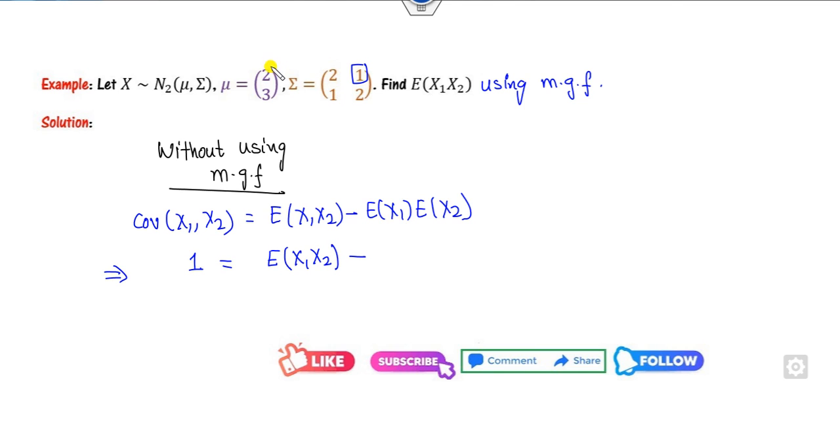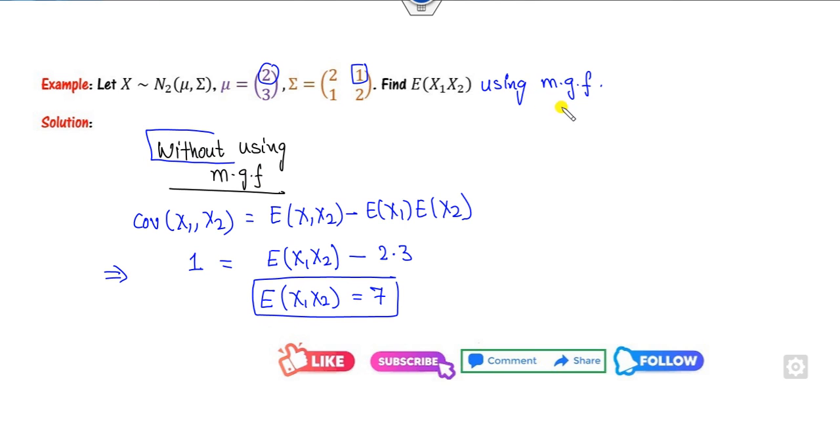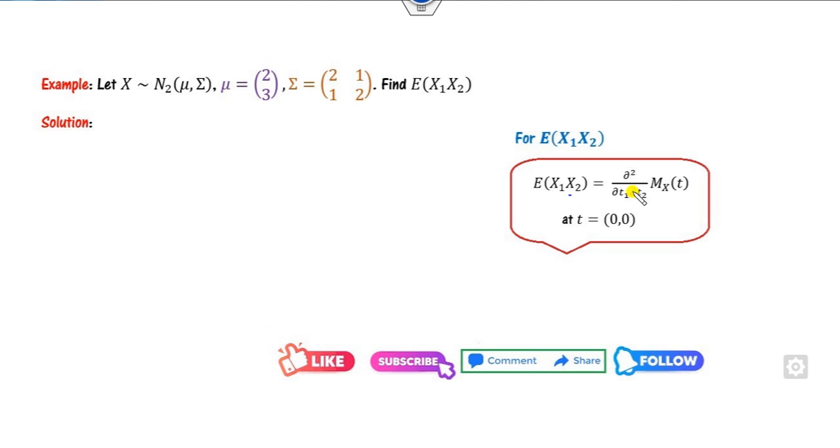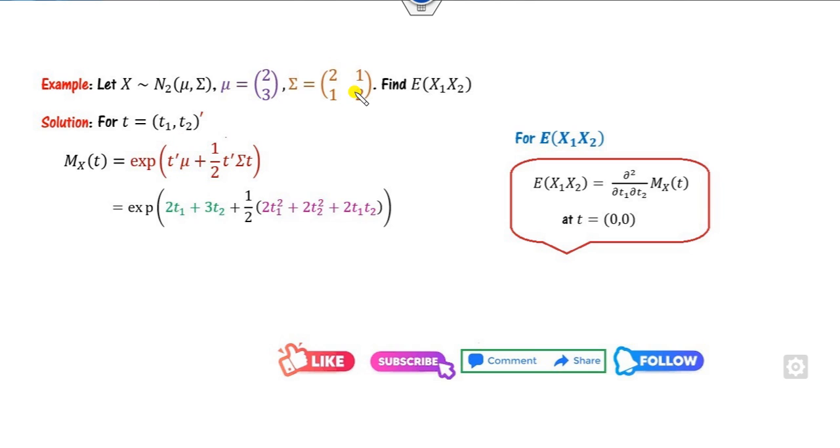What is the expected value of x1? 2. This is 3. So can you find this number? It will be 6 plus 1, 7. This is without using the m.g.f. But how can you find it using the m.g.f.? That's very simple. Your target is to find this value at the point t equal to 0. So your first target is to find this number. And this is the same example as I considered previously. I can start from here, substitute the value of mu, capital T, sigma, and all these values. You will get this moment generating function.